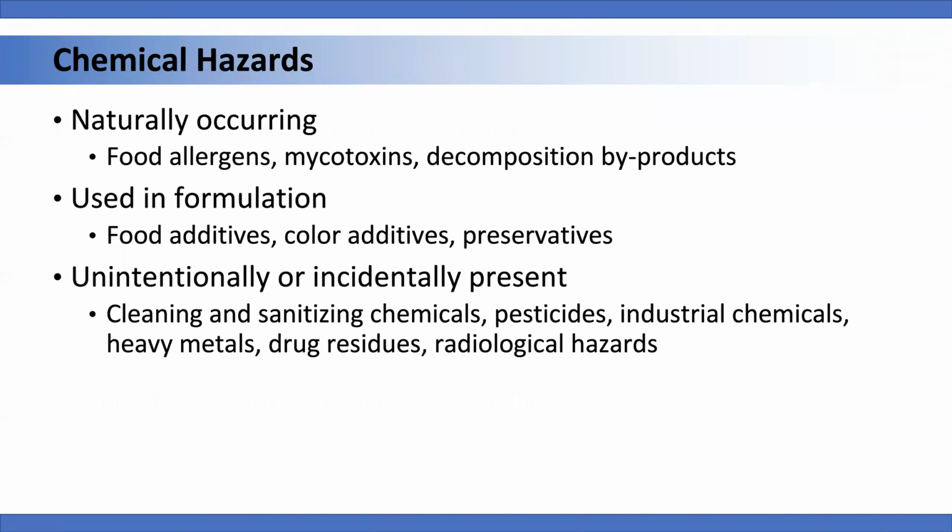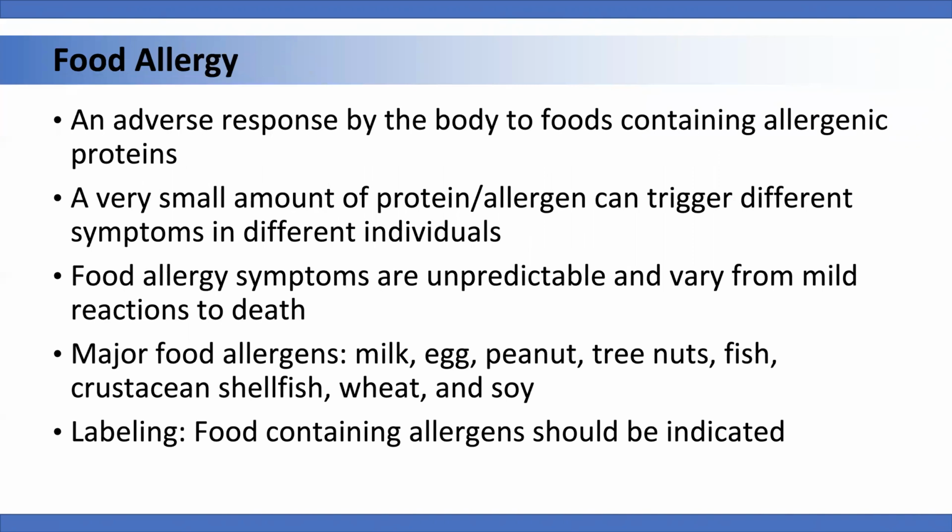In chemical hazards, food allergens are the most common, and there are also potential chemical hazards such as cleaning and sanitizing chemicals, pesticides, some industrial chemicals, heavy metals, drug residues, and so on. Food allergens cause adverse responses in the body from food containing allergenic proteins, even with a very small amount, depending on individual susceptibility. The 8 major allergens are milk, egg, peanut, tree nut, fish, shellfish, wheat, and soy. Labeling on the package is the main allergen control method.